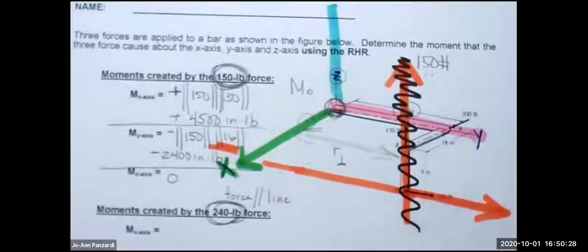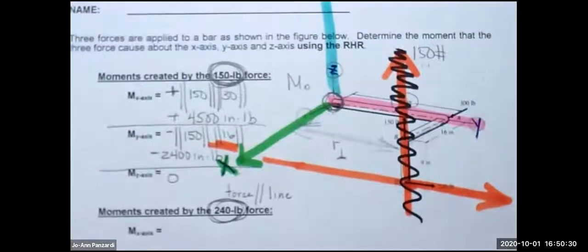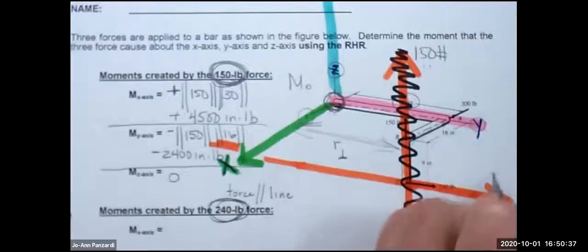Okay, so we're up to Luis. Luis, you're here, right? Yeah. Great. So we're looking at this force, which is 240 pounds. The first question is, does this 240-pound force create a moment about the x-axis? It's below the x-axis. Does it create a moment? It should create a moment. Yes, it should, and it does. Now we find out, does it create a positive or a negative moment about x?